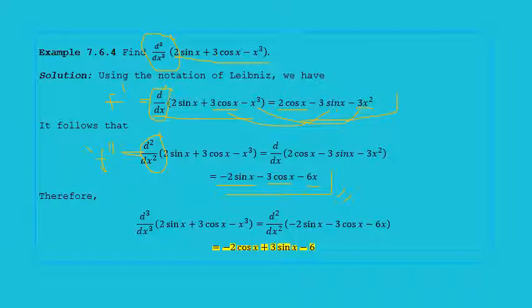Okay, lastly, the third derivative. We differentiate the result we obtained from the second derivative. The derivative of negative 2 sin x is negative 2 cosine x. The derivative of negative 3 cosine x is positive 3 sin x, because the derivative of cosine is negative sin, times negative 3 gives positive. Then the derivative of 6x is 6. So that's all for the derivative of higher order.